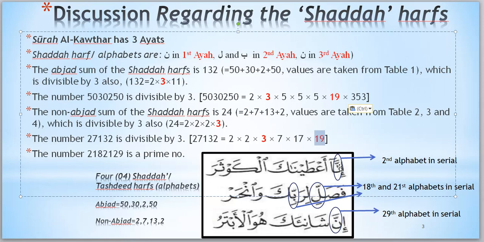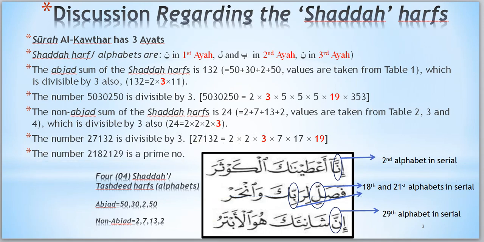Another one is that Noon is the second alphabet in serial. Lam and Ba are the 18th and 21st alphabets in serial. A total of 42 alphabets are used in Surah Al-Kawthar. And again, Noon is the 29th alphabet used in Surah Al-Kawthar. If we just put these values, that means 2, 18, 21, and 19, 29, one after another, we get this big number. And interestingly, this number is also a prime number.